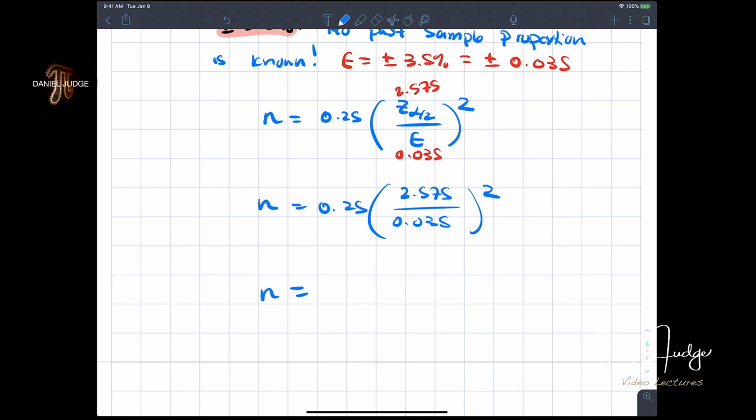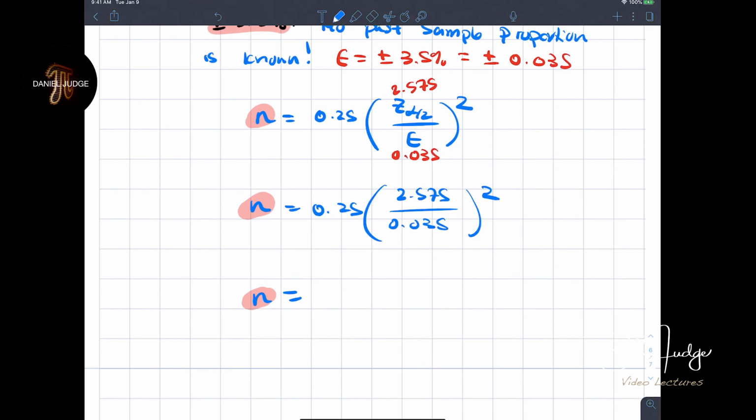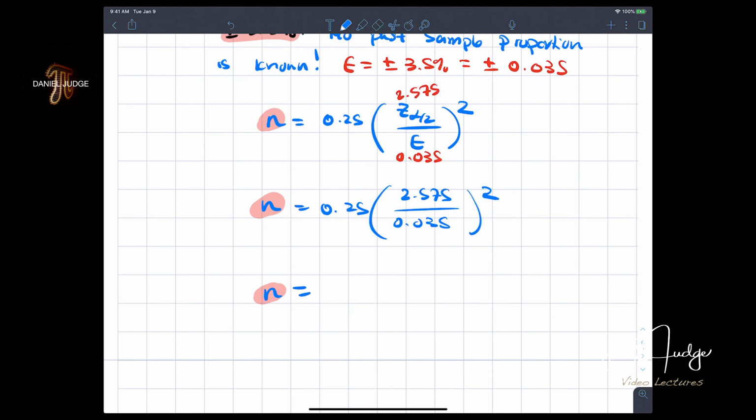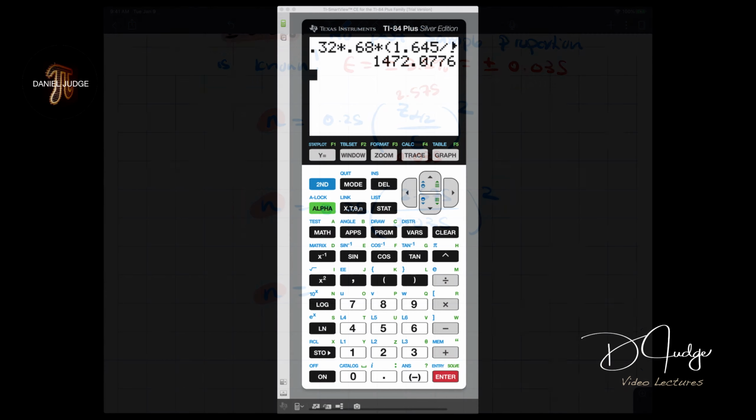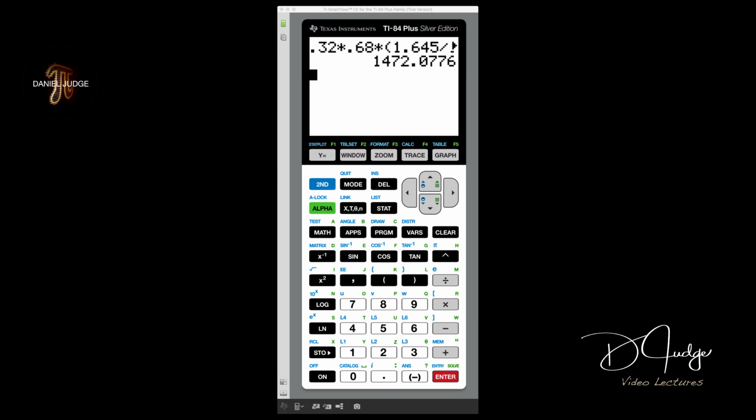We got to punch this in. We're estimating N, which represents sample size. Okay, nobody caught that, not even me. All right. Let's go to the TI and say, okay, TI, this is the last one we did. Let's try this again now. I'm going to take 0.25. I'm going to multiply 2, open parentheses, 2.575 divided by 0.035. Close that, raise that to the second power, and let's see what you get.